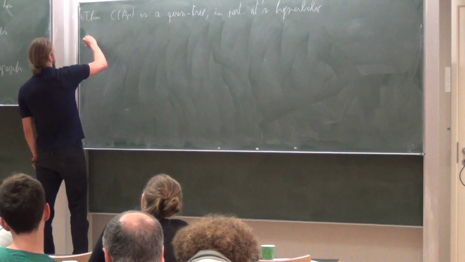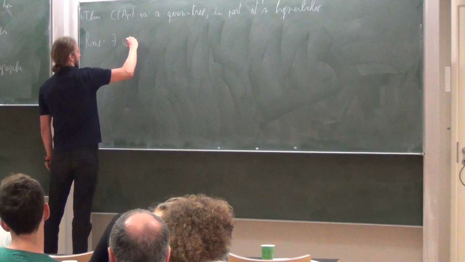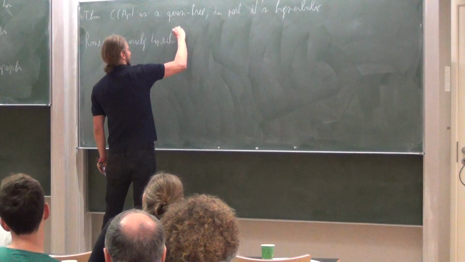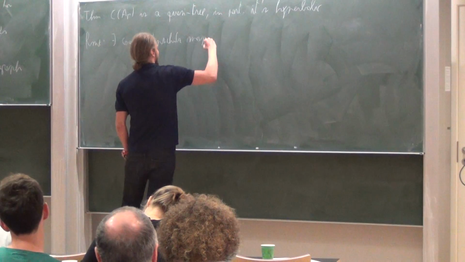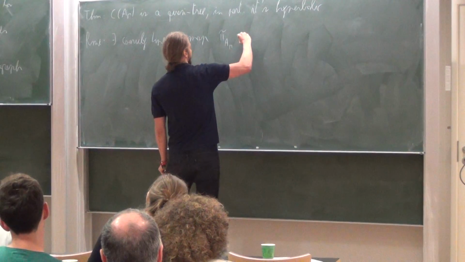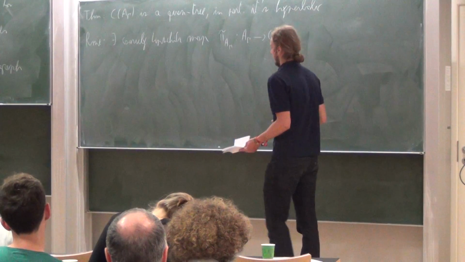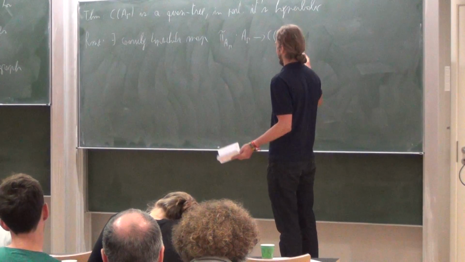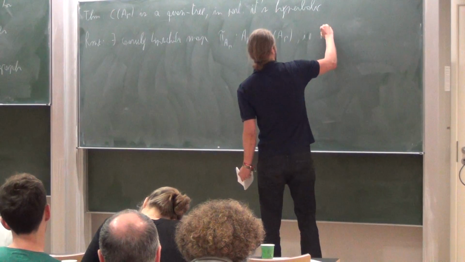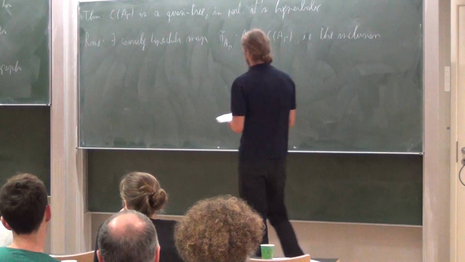So let me write it in this way for the purposes. There exists a coarsely Lipschitz map, which we call pi of A gamma, from A gamma to C of A gamma. It's a stupidly complicated way to say that it's the inclusion. Okay.